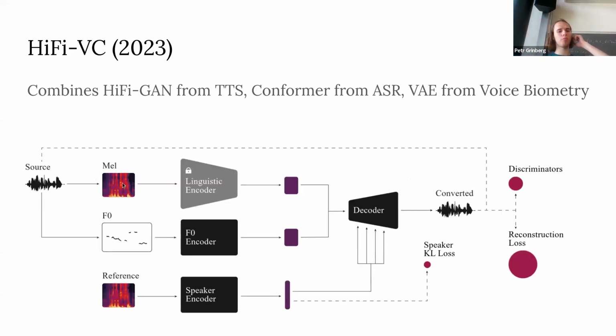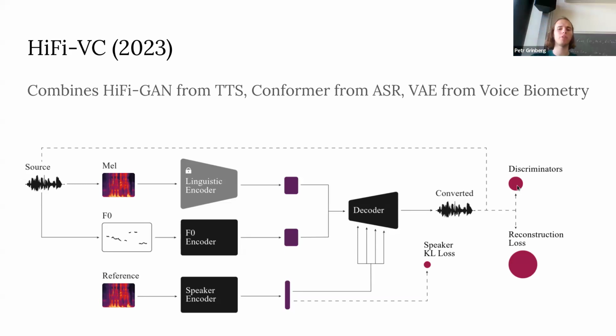It will look like this. So you have the source, you have the mel. It is passed through ASR. You get one embedding. The source is also passed to F0 calculation, which is then passed to some convolutions. You have another embedding. Then you sum these two. You have a decoder which is HiFi-GAN. You pass the embedding from the speaker encoder, and you get the converted speech.